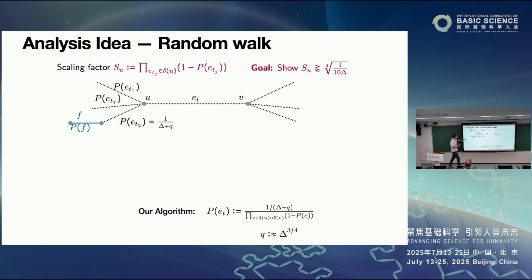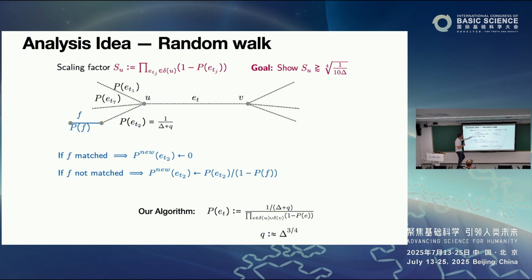Okay. Now, think about when an edge F comes here incident to this. How does the probability that we select E2 change? Well, if the algorithm selects F, we cannot take E2, so the P new becomes 0. On the other hand, if F is not matched, we need to scale it up by 1 minus PF. You know, this happens with 1 minus PF. So PET over 1 minus PF. So this means that we are exactly preserving the expectation. Okay, the scaling factor is preserved in expectation when a new edge arrives.